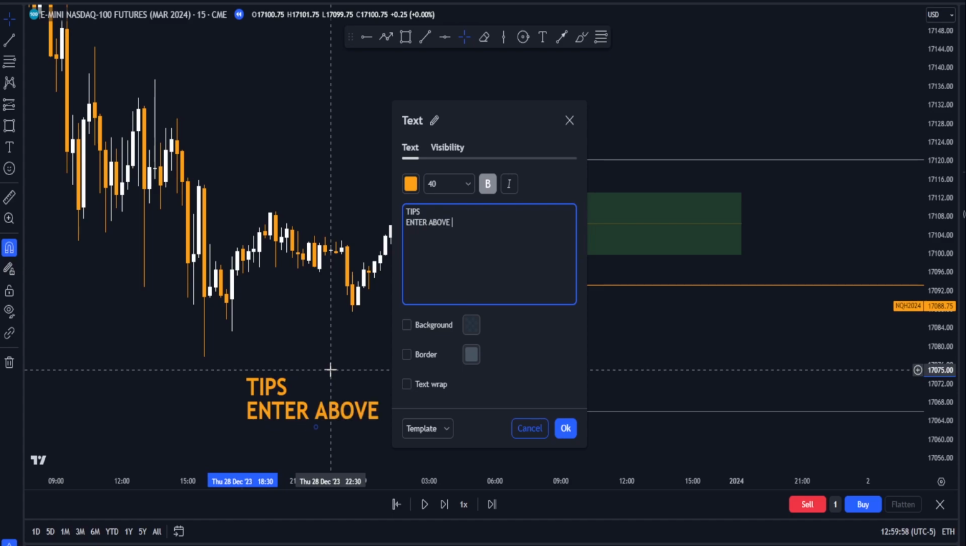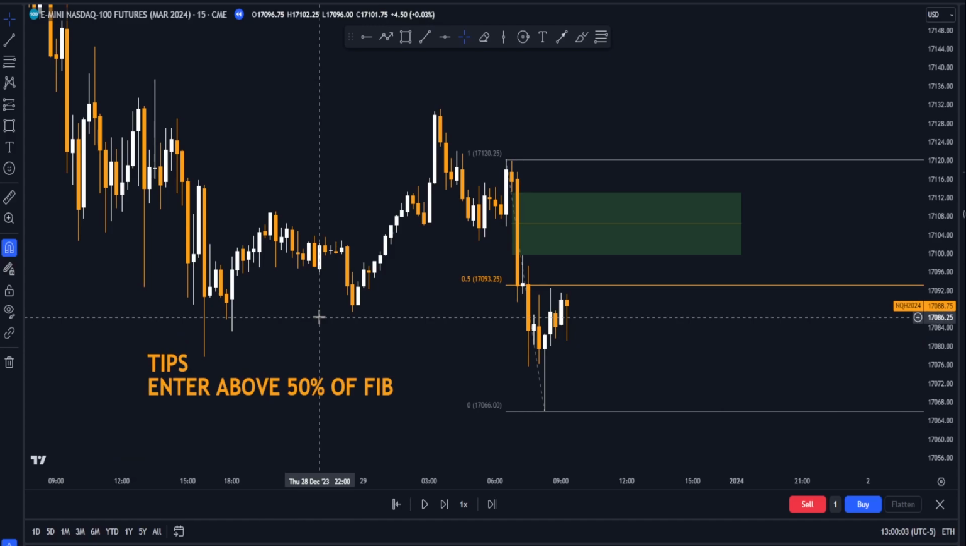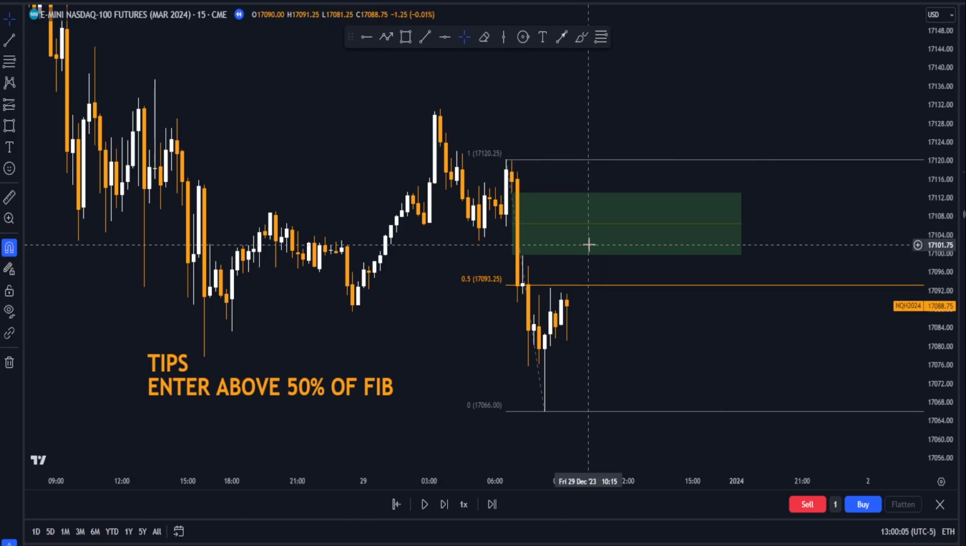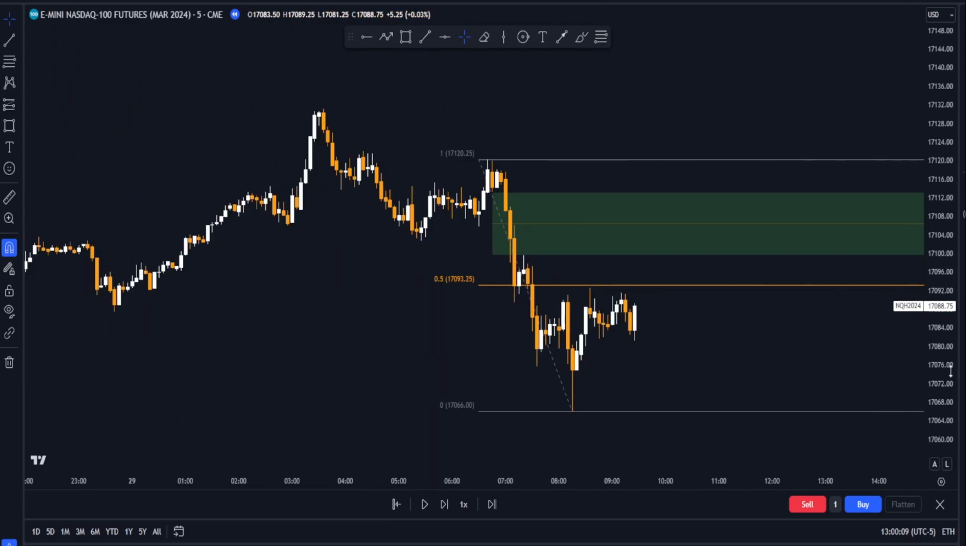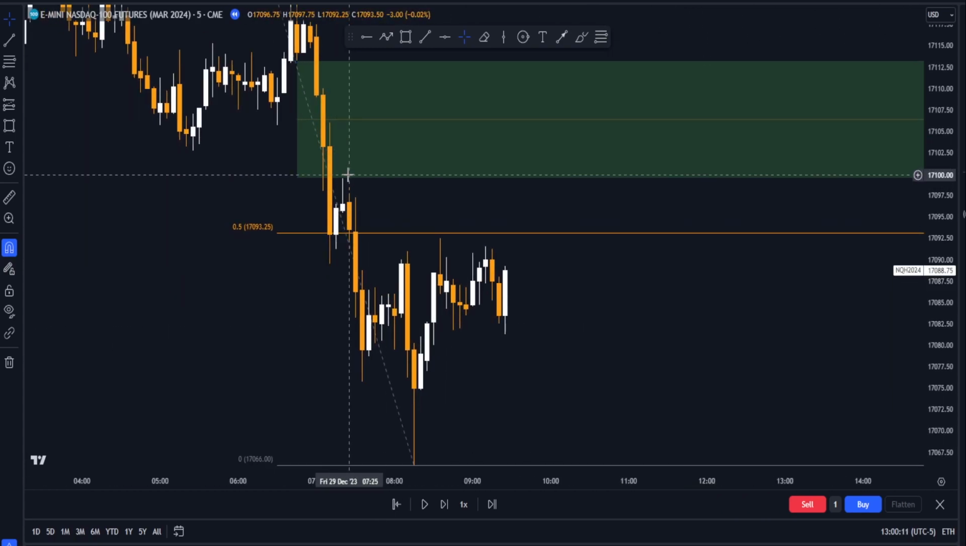Enter above 50% of the fib. Simple, okay? Very simple. And you want to enter on some fair value gap or something like that. So that's the 15-minute chart. Now let's go to the 5-minute. We want to see this swing high being taken out, this liquidity, and a touch of this fair value gap.